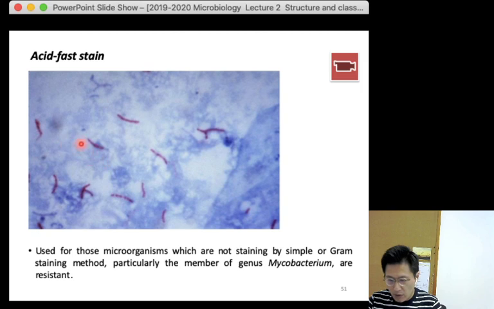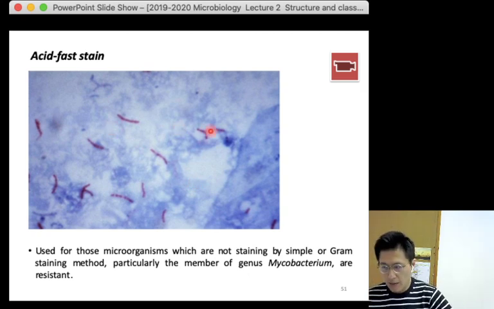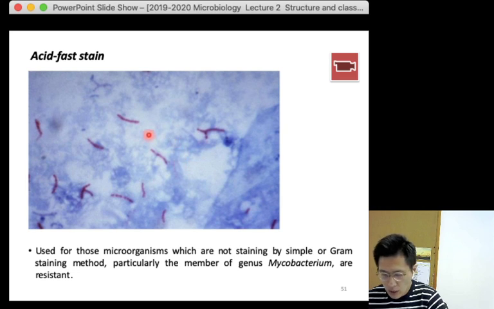As I said earlier, some of the bacteria do not have a typical cell wall, for example, mycobacteria, such as tuberculosis. They can't be stained by the Gram staining. The only way is to use the acid-fast stain, where the color looks red. So these are the slides of the bacteria.